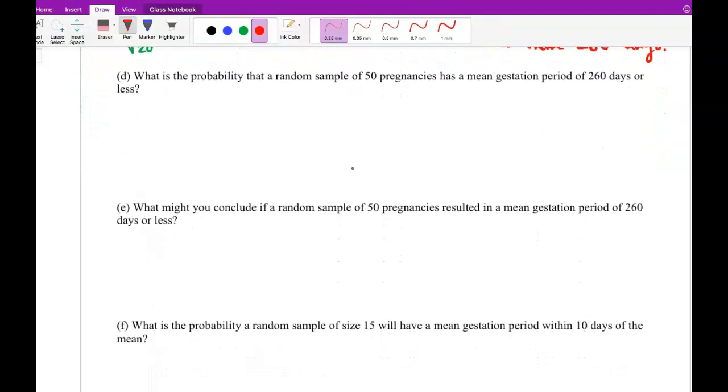Then part D, what is the probability that a random sample of 50 now, here n is 50, again has a mean period of 260 or less? So exactly the same thing. The only difference here is that the sample size is 50 instead of 20.